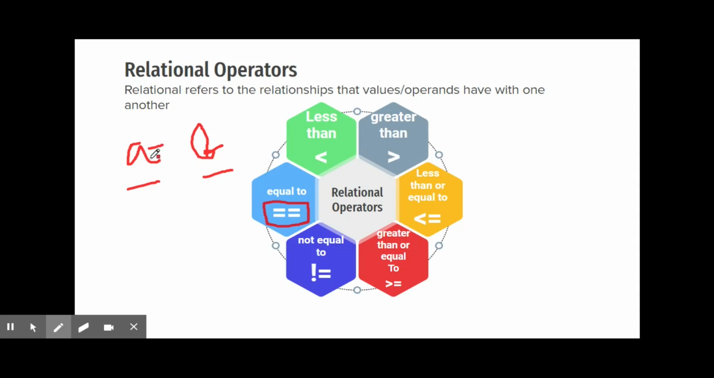So it'll be A equal to B. That means I'm checking if A is equal to B. So if A is 1 and B is also 1, then the answer will be true.